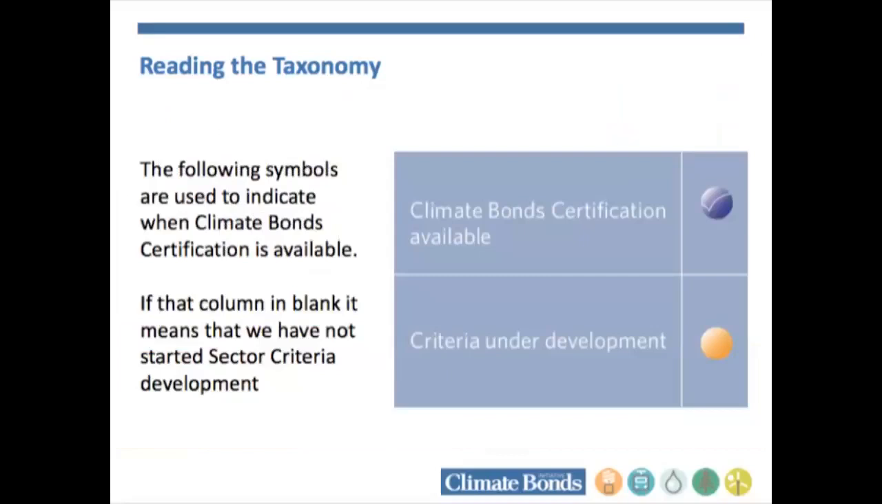In the certifiable column, we have two different symbols. One is to show that Climate Bonds certification is available, which is a blue circle. The other is criteria under development, which is a yellow circle. The Climate Bonds Standard criteria take quite some time to develop, and while we have a program of criteria that are developing, we don't yet have certification available in every single sector that we cover in the Climate Bonds Taxonomy. So we wanted to indicate where that is an option, and the criteria under development indicates where that will soon become an option.